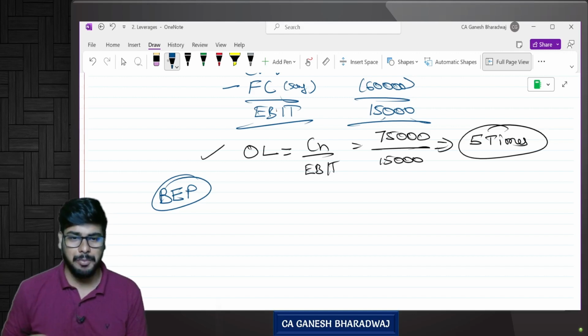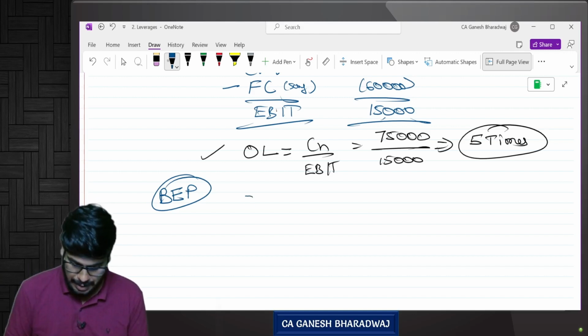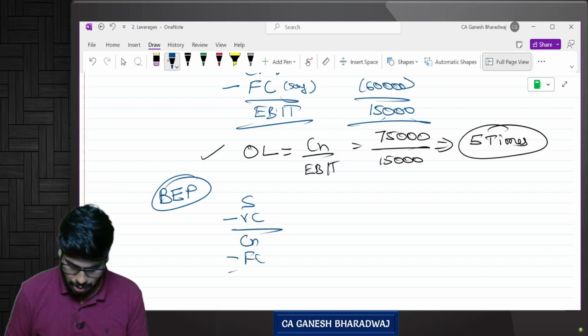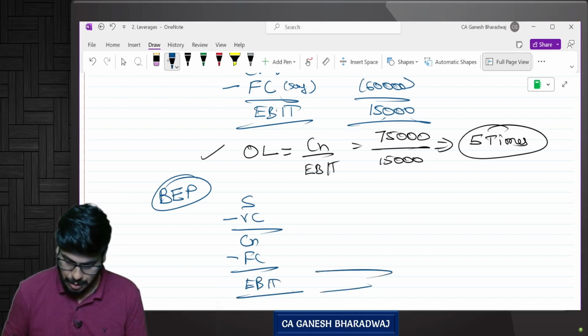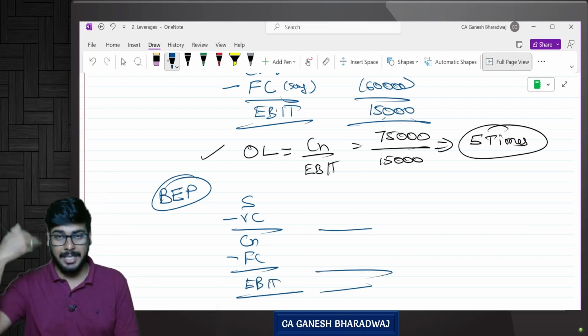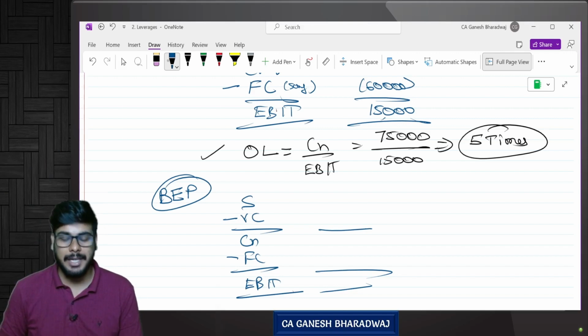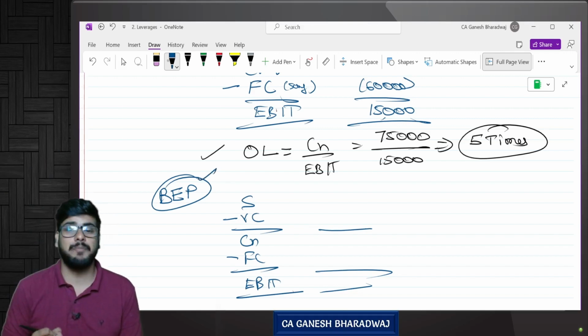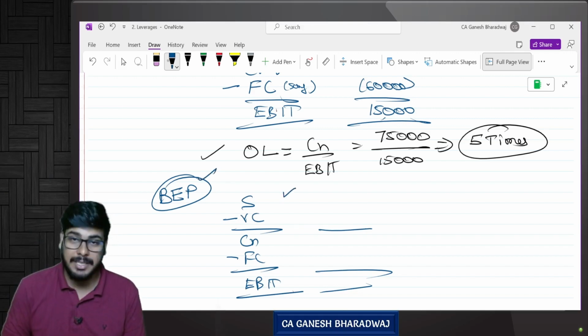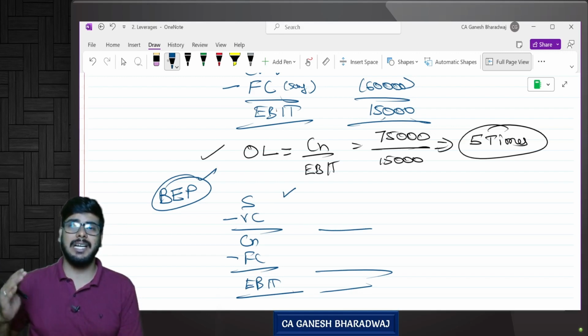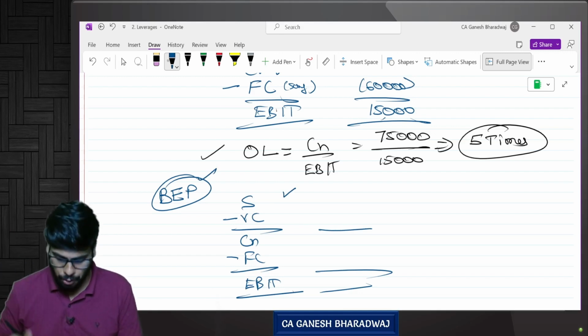Yes. So what do you mean by the break-even point in this case? Sales minus variable cost gives you contribution, minus fixed cost gives you your EBIT, correct? Now let's reverse work. Now, EBIT. So I should calculate the break-even point. Break-even point means what? The point of sale where I'm earning exactly 0 profit, 0 loss. No profit, no loss scenario.